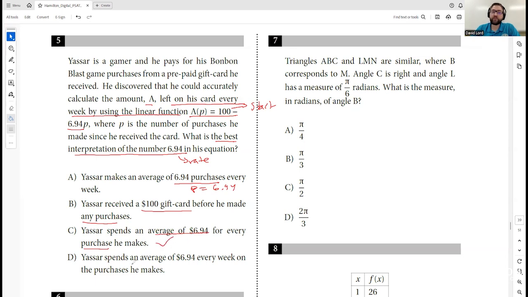That is the perfect answer, but we can check D. If Yasser spends an average of 6.94 every week on the purchase he makes, that would be per week of time, which is not mentioned in the question. So the answer was C.